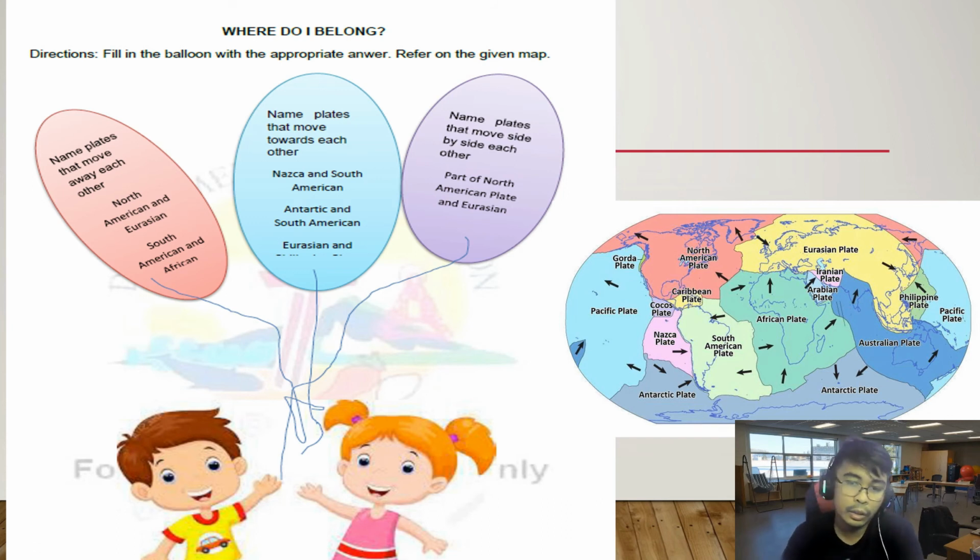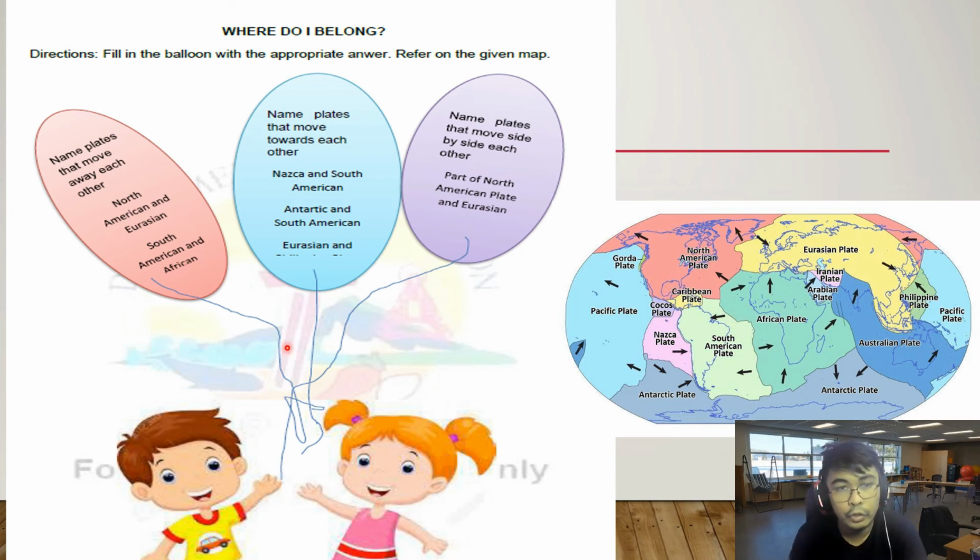Actually, there are answers provided already. For example, the Nazca and South American. As you can observe in this map, here is the Nazca, and this one is the South American plate. So this is the arrow in the Nazca, and this is the arrow in the South American plate. The movement is going in this direction, so they move toward each other. Nazca and South American are plates which move towards each other.